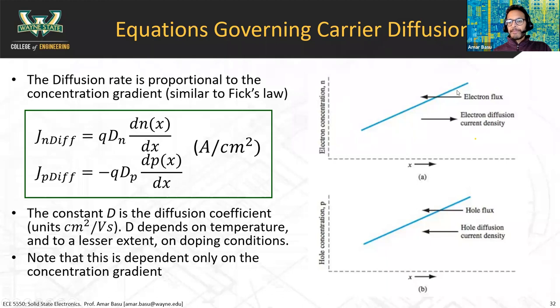All right. So the way that we want to picture this in our head is that electrons are going from high concentration to low concentration. Let's just draw that in there. So an electron is moving from high concentration to low concentration. So it's moving in this direction.